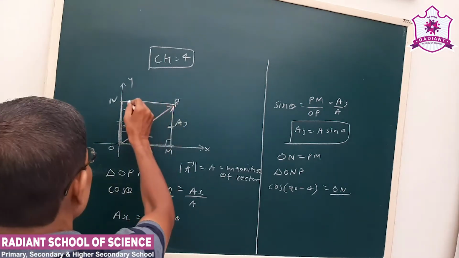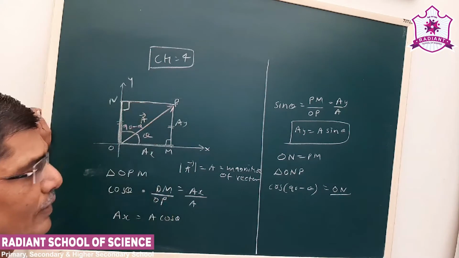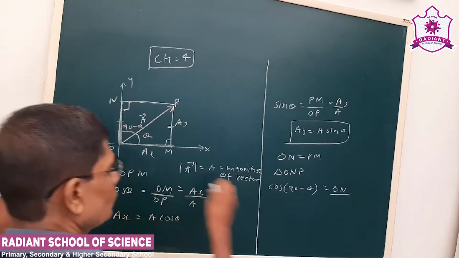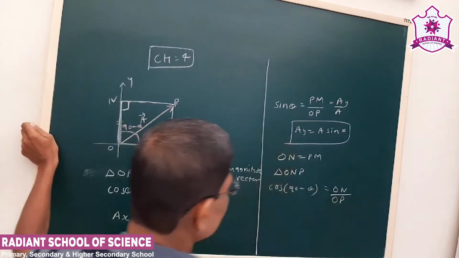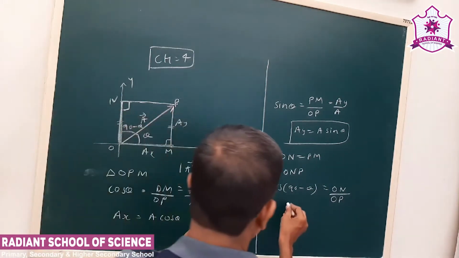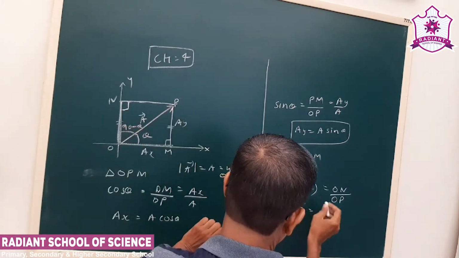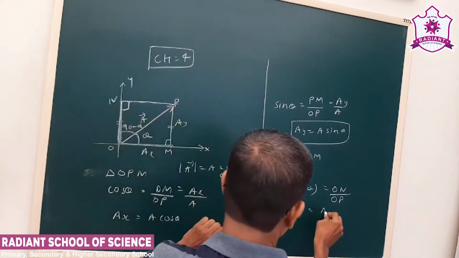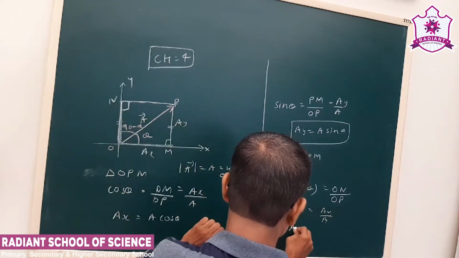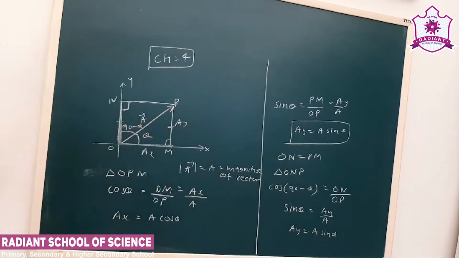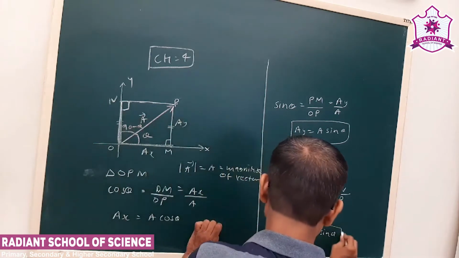And OP is the hypotenuse. This angle is 90. You know the fact very well that in a right angle triangle, the side opposite to the 90 degree is the hypotenuse, that is OP. Now see the trigonometric property you know well. Cos 90 minus theta is sin theta. ON is equal to PM is equal to AY upon A. AY is A sin theta. What you can see here is that the result obtained is the same.